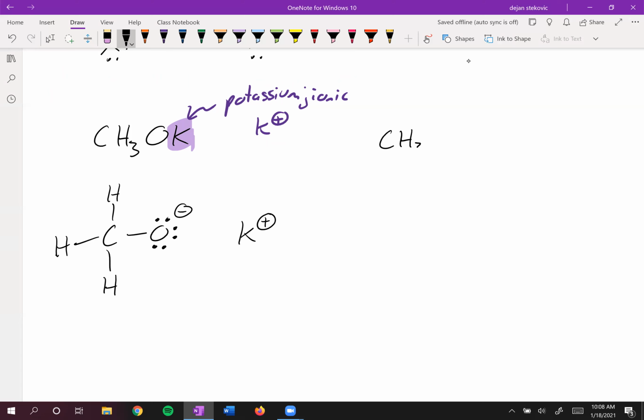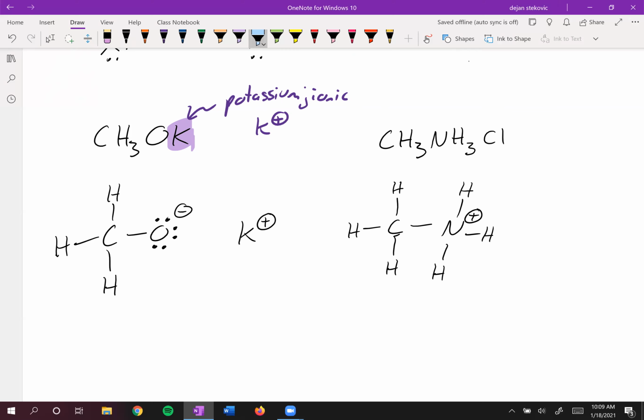Another common motif that you'll see is CH3, and then we'll see nitrogens with 4 bonds. So something like this, CH3NH3Cl. So again, draw our carbon, 4 bonds, 3 hydrogens. And then here we have a nitrogen, and now this nitrogen has a total of 4 bonds, right? 3 hydrogens, and then it's also connected to the carbon. In this case, this nitrogen then has a positive charge.